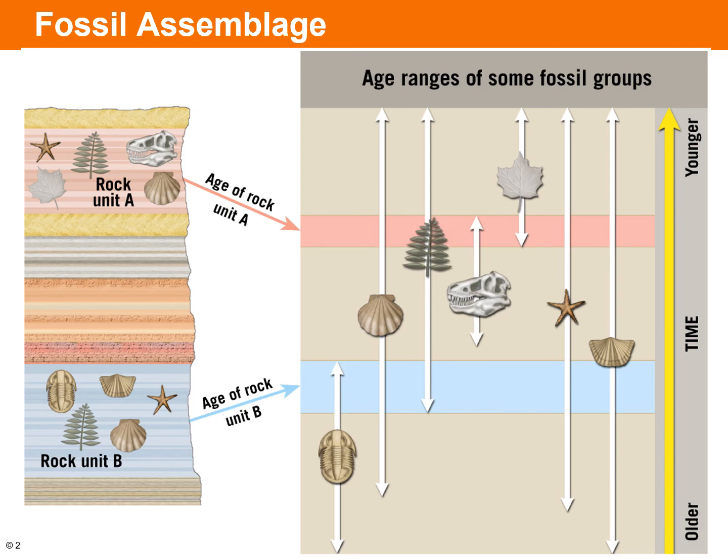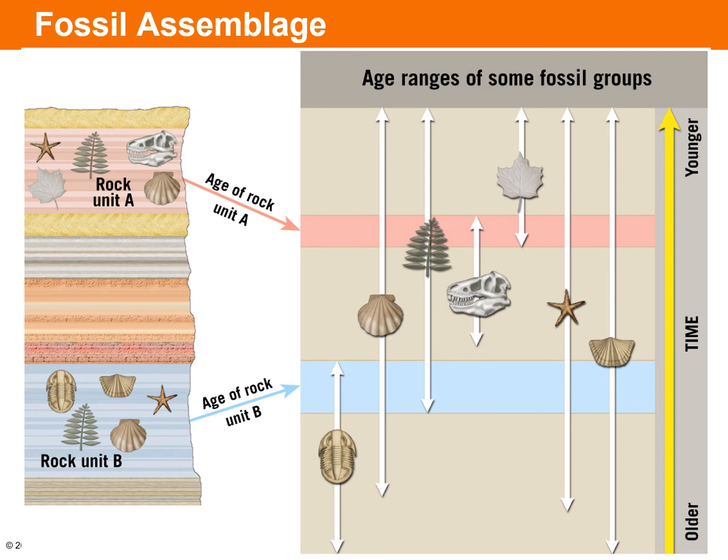So if we sort of plot all of those ages on the right, then we can determine the age of rock unit B within a narrower amount of time than we could determine if we only had one fossil sample. So the area where trilobites and ferns and these shelled organisms and starfish all overlap is the blue area. So we know that that's the age of rock unit B.